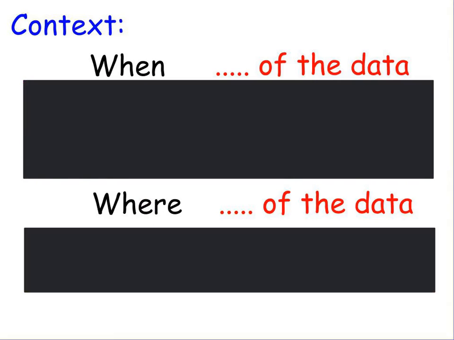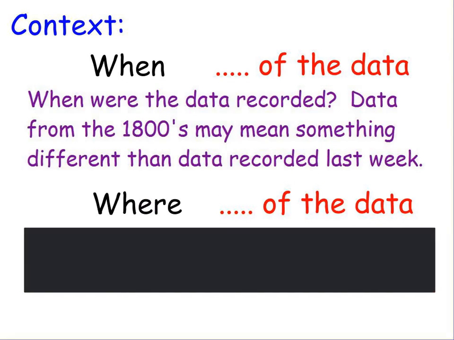Now let's look at the when and the where. So the when. The when is pretty self-explanatory. When was the data recorded? Was it recorded in the 1800s? Was it recorded last week? Because when the data is recorded definitely can make a big difference. If we're talking about ages, the average life expectancy of someone in the 1800s was much shorter than now because modern medicine has changed. So knowing the when of the data is very important.